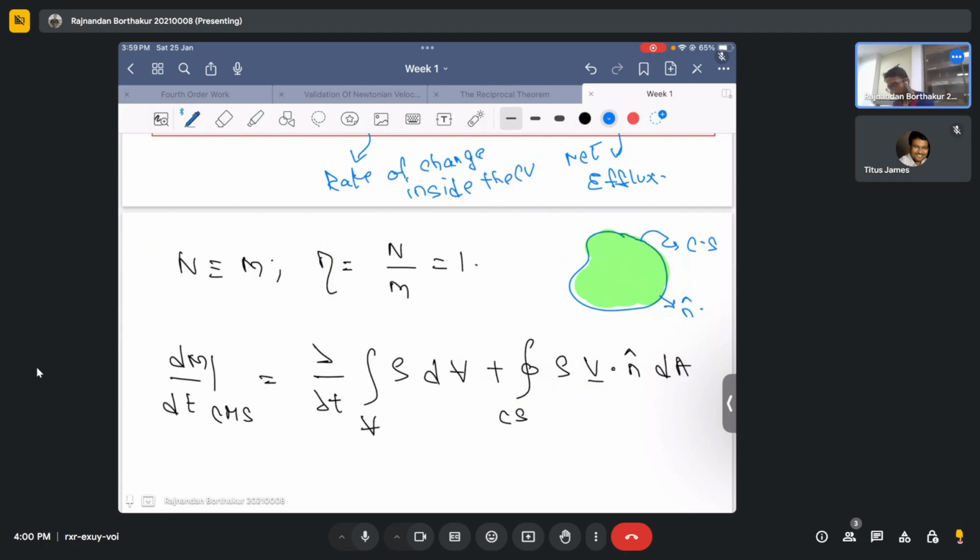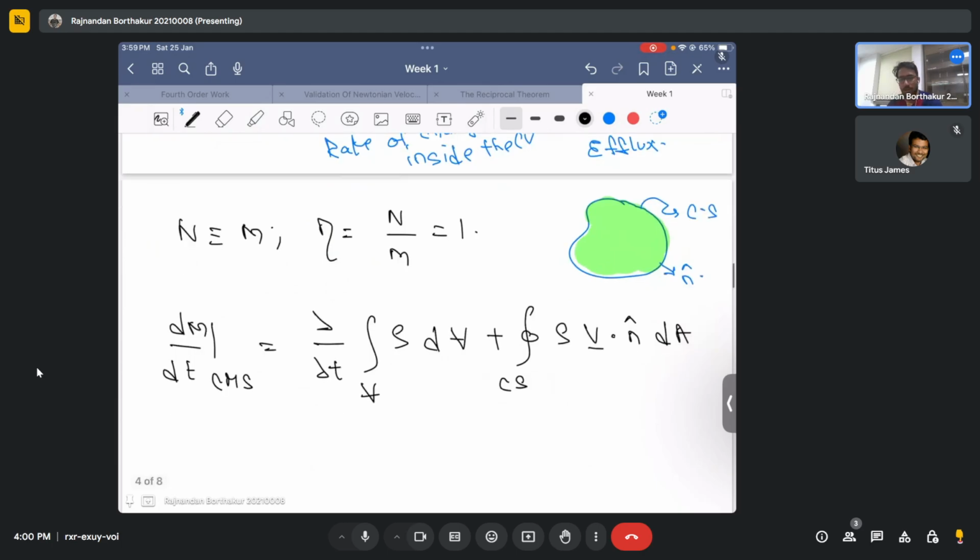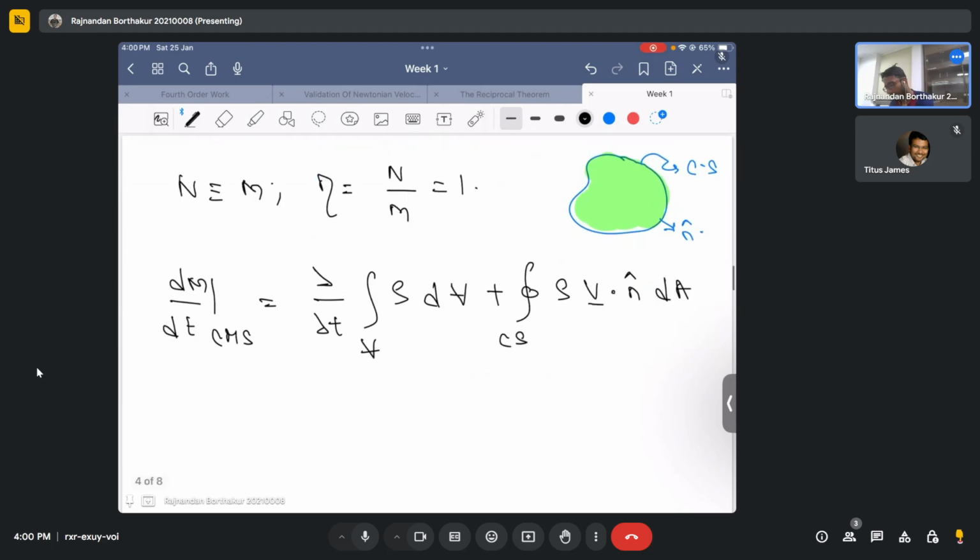I hope so far you are with me on this. Okay, so now can you tell me, what is this term? What is the rate of change of mass inside a control system?